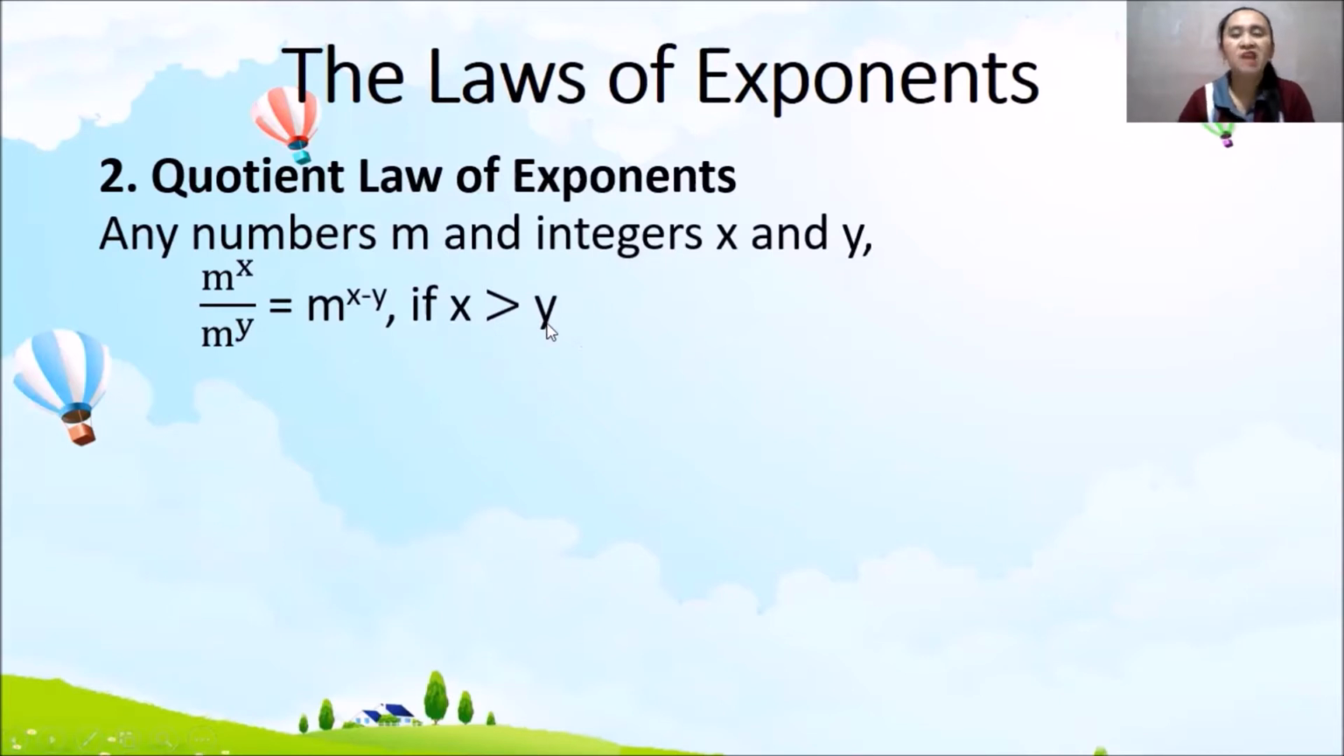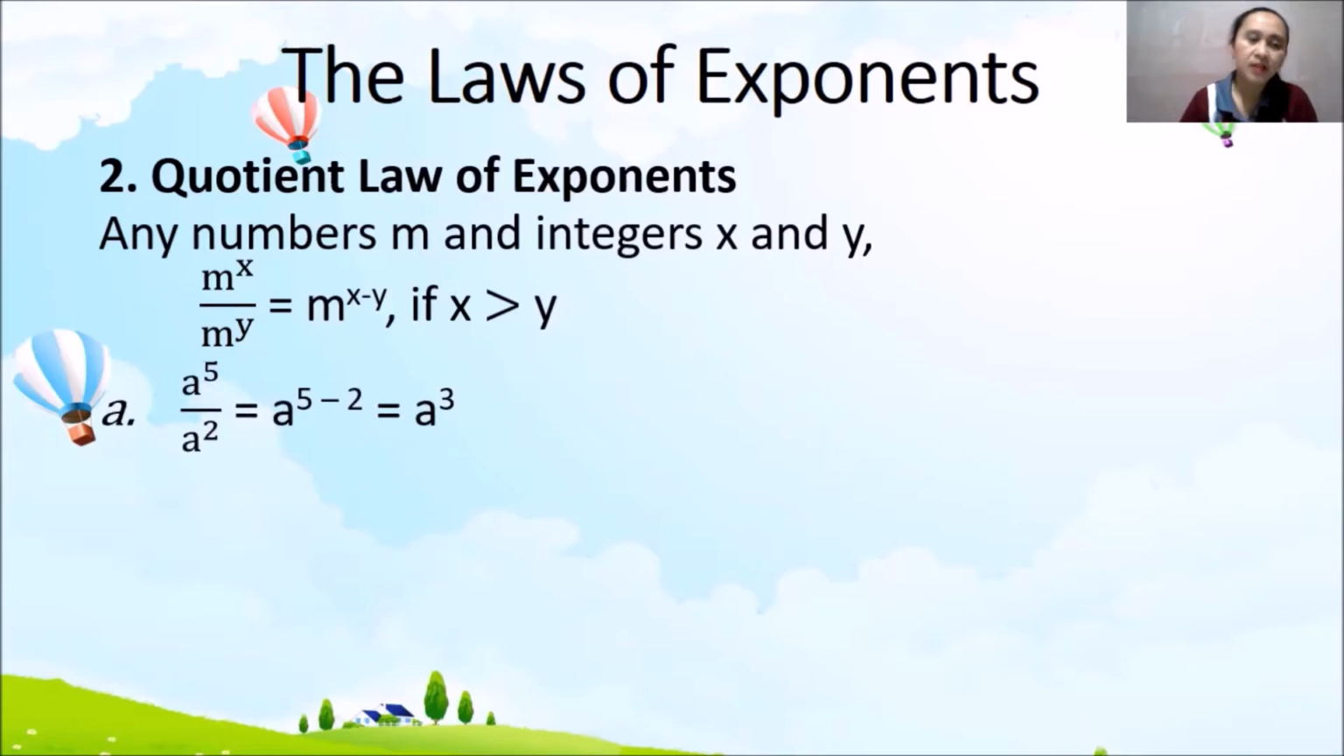Then, if x is equal to y, it means m raised to the zero exponent, and it is equal to 1. Then if x is less than y, therefore, m raised to the negative exponent, or 1 over m to the exponent of y. That is the quotient law of exponents.